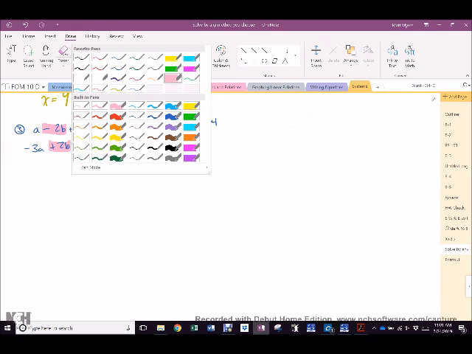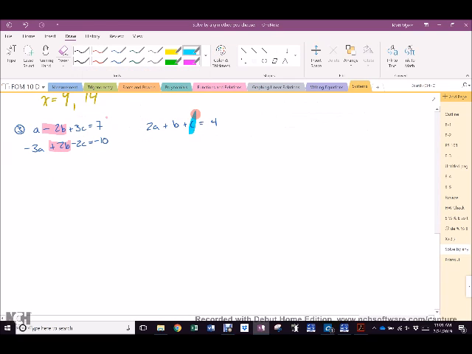Now, what do you notice here? C is by itself, isn't it? So, isn't C the same as 4 minus 2a minus b? Isn't it? And then right here, aren't we eliminating the b's? Everybody with me? So let's do some stuff and see what happens.